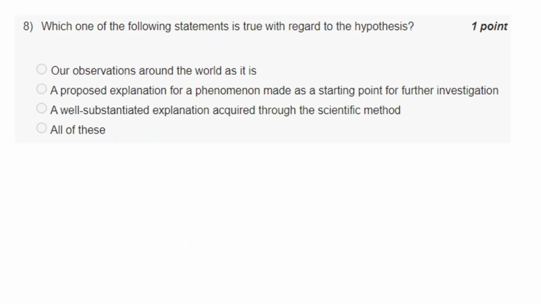Moving on to the next question. Which one of the following statements is true with regard to the hypothesis? With regard to the word hypothesis, not the statement. What do we mean by hypothesis? So these are the four options. What do you think is the correct option?